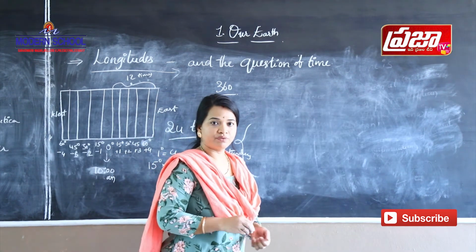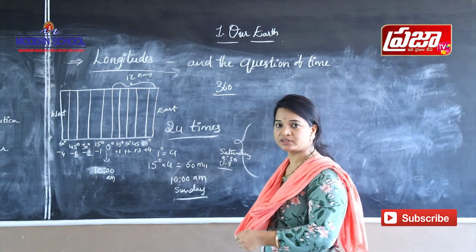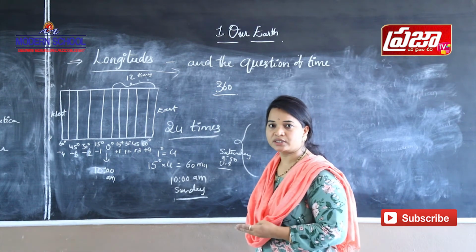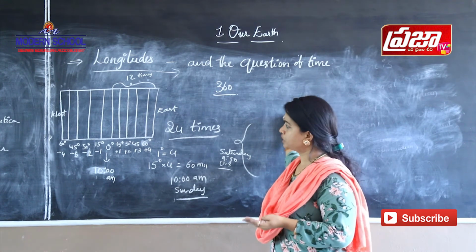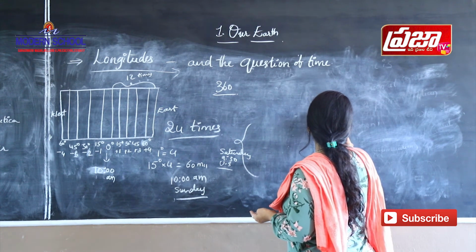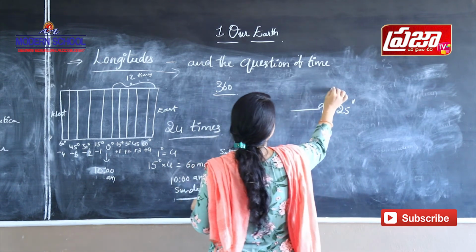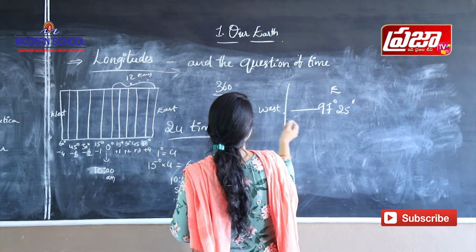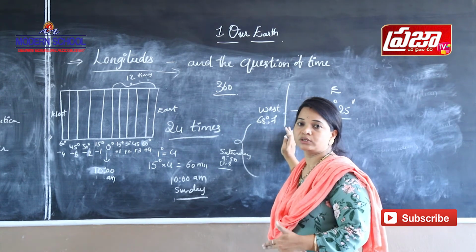If you see every country, they will be having different sundials in different places. Suppose we take India, the sun rises first in Arunachal Pradesh and last in Gujarat. According to the longitudes, the longitudinal difference is 97 degrees 25 minutes in the east, and the west part of India has a longitudinal difference. Every country has taken its own time zone.